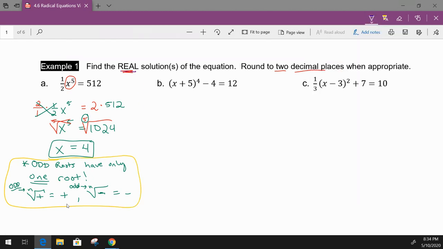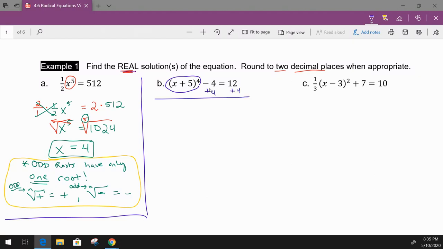Okay, so the next example, example B, we have to look again at what's being taken to the 4th power. This whole quantity of x plus 5 is being taken to the 4th power. So we need to isolate that x plus 5 to the 4th power. We've got this minus 4 here. That's an extra term that we do not need on this side, so we're going to add it to both sides. And that will now give us x plus 5 to the 4th power equals 16.